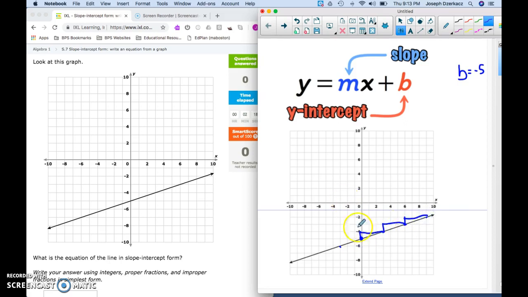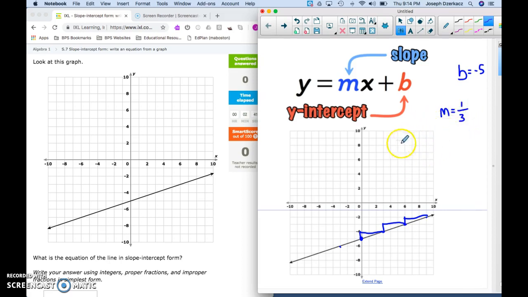So every time I'm doing this, I go up 1 to the right 3, up 1 to the right 3, up 1 to the right 3. So that means my slope, the m, equals 1/3 because the numerator tells me how much I'm going up or down. The denominator tells me how much I'm going left or right. So I went up 1 to the right 3.